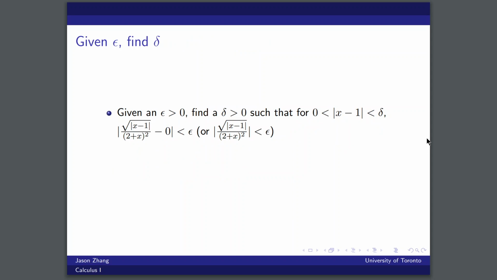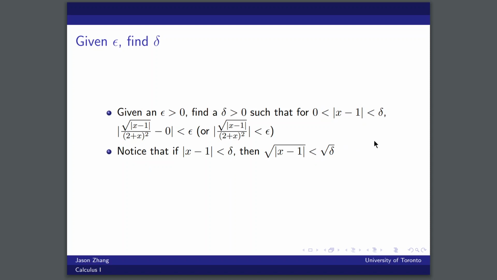So for this problem, given epsilon, we need to find delta. So to reword the problem, plugging in our values of f of x and c, basically we want to show that for x values around 1, the absolute value of our function is less than epsilon. And that's just because we're trying to show that the limit is equal to 0. So we want the absolute value of our function to be less than epsilon.